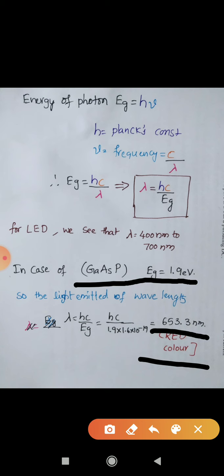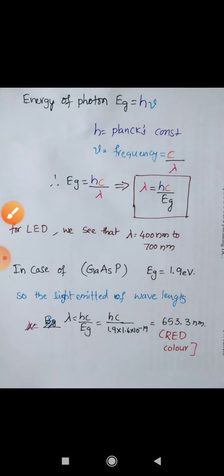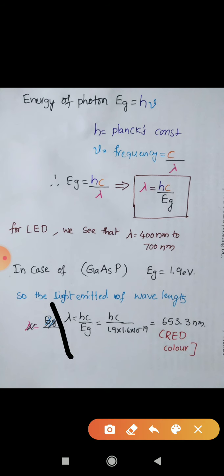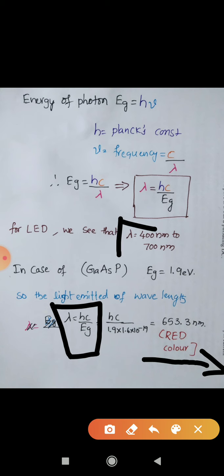So using this formula, we can choose the energy gap such that the emitted wavelength will be in the visible light spectrum. I mean lambda equal to 400 nanometers to 700 nanometer. This is the principle of light emitting diode.